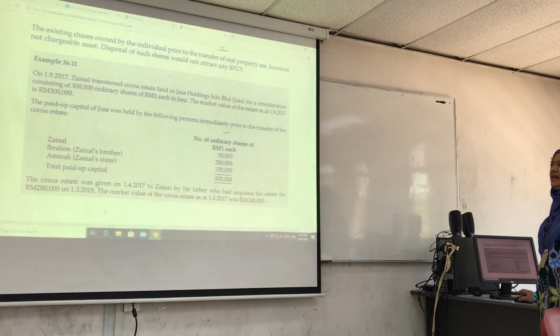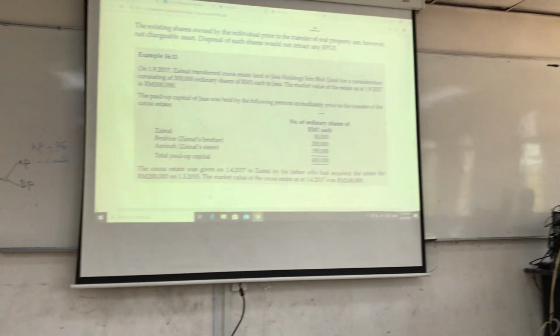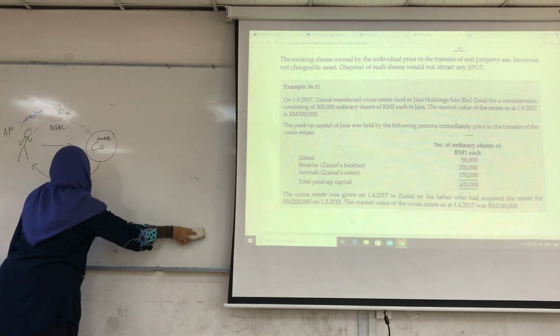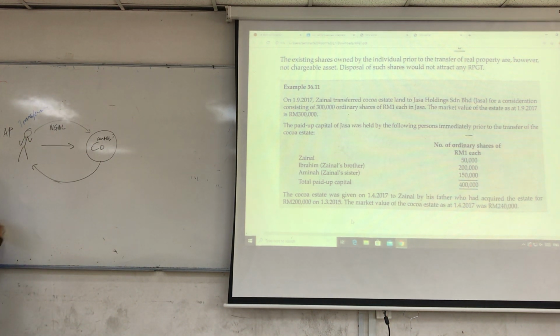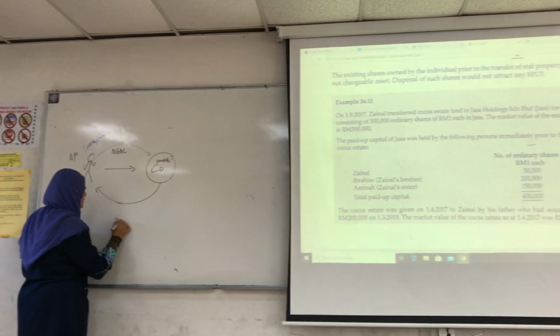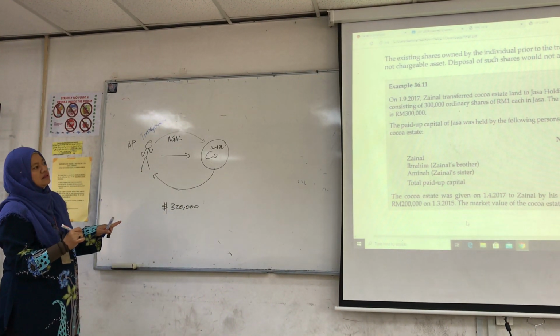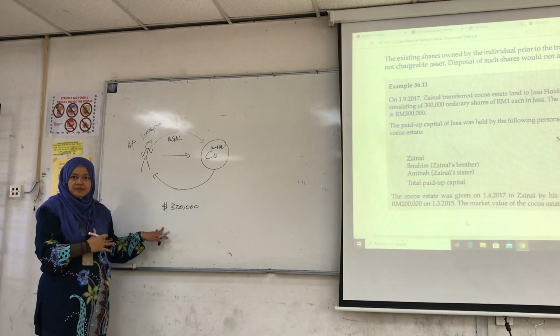Alright, so let's understand the scenario. We have Zainal, who is a transferor. It is a transfer of property to a company controlled by his relative. In this case, how much is the transfer? It is for a consideration of 300,000 shares of RM1 each, so that means 100% of the transfer is in the form of shares. The consideration is 100% in shares.